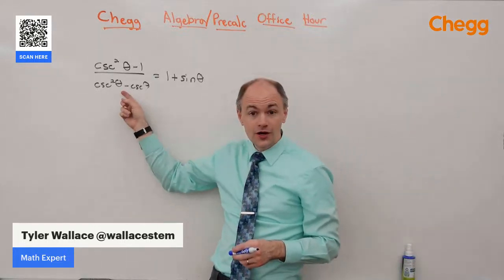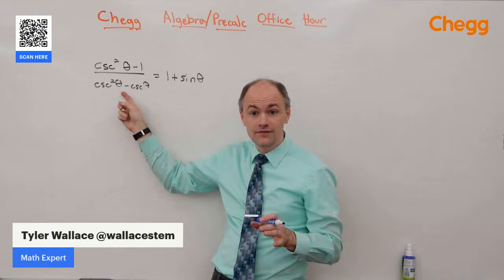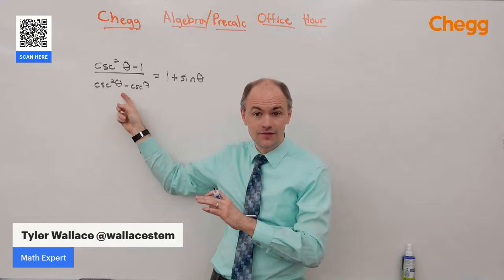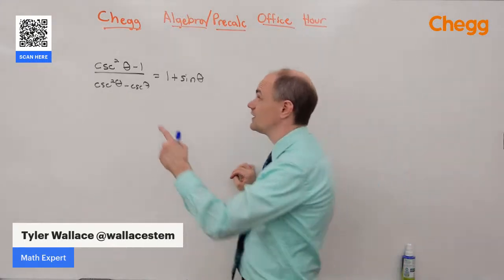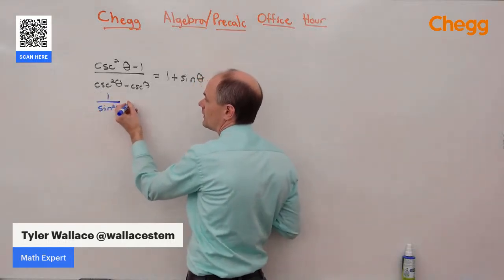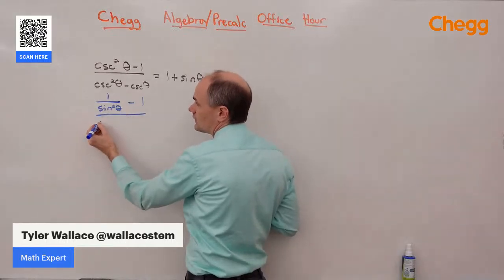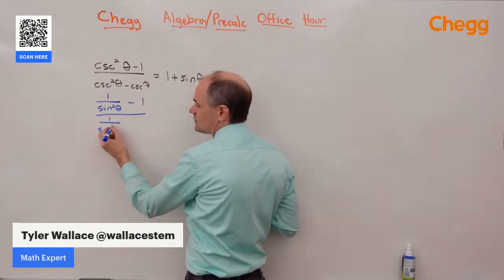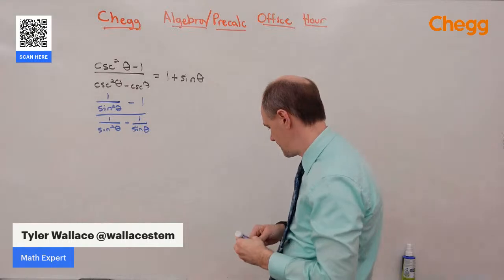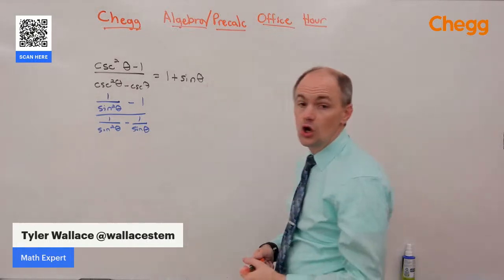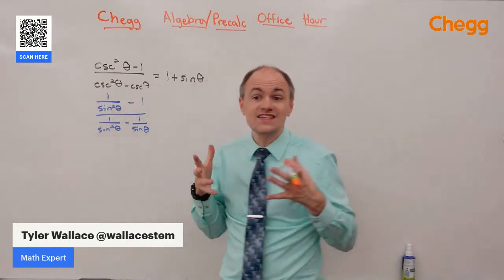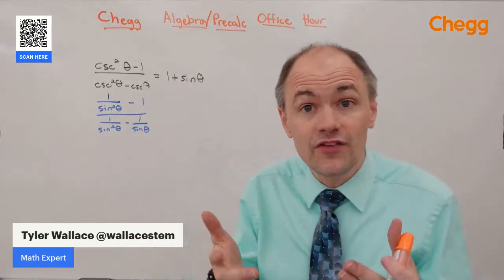Well, if you don't know what to do on a problem, a good general strategy is to change everything into sines and cosines. So let's do it. Cosecant is the reciprocal of sine. So we've got 1 over sine squared of theta minus 1 all over 1 over sine squared of theta minus 1 over the sine of theta. When you make that change, almost always you're going to end up with little fractions inside of the bigger fraction. We want to get rid of those little fractions.